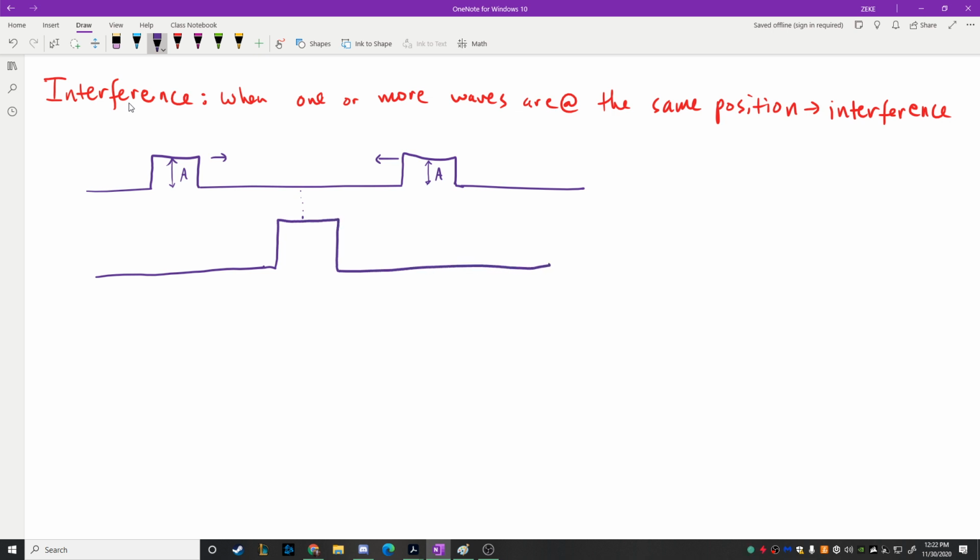And the interesting thing is, when the two waves are at the same location, they interfere with each other. We call this type of interference constructive interference, constructive because it's constructing a larger wave. And the opposite is destructive interference. I'll show an example of that.